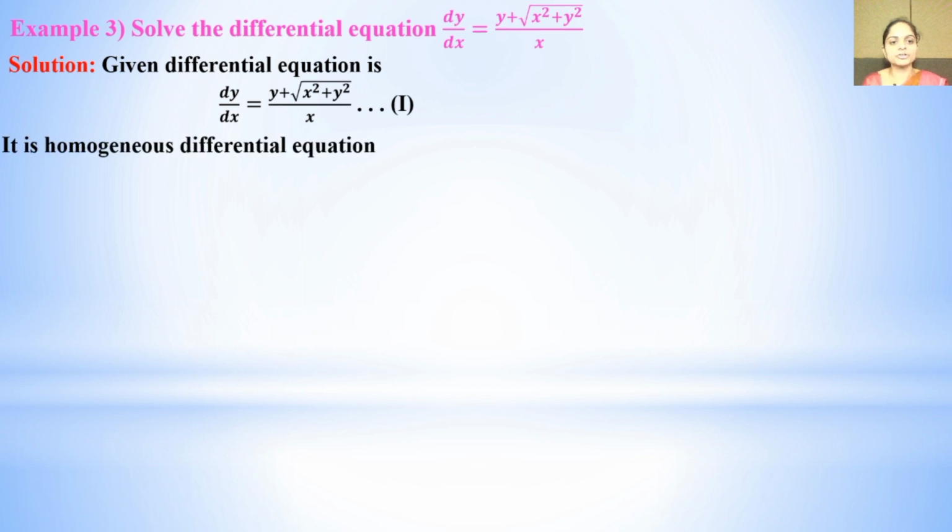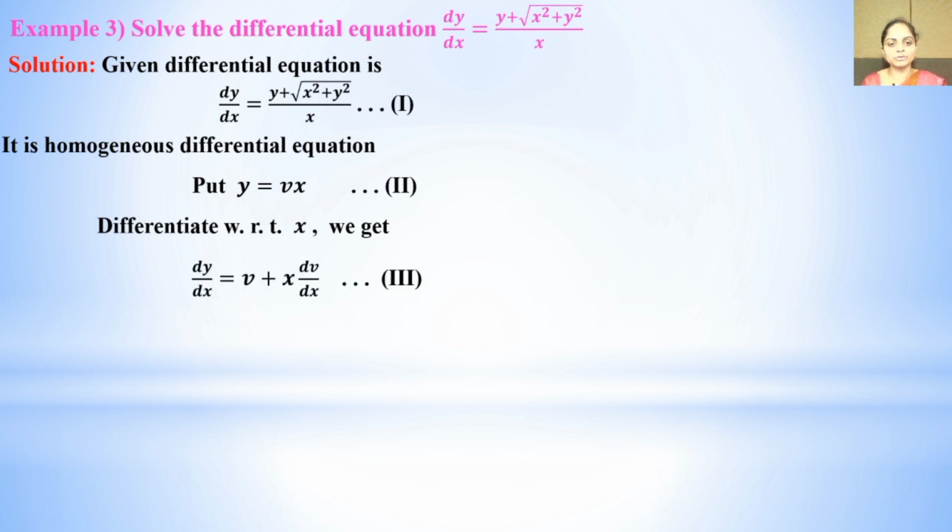This is a homogeneous differential equation of degree 1. So, we put y equal to vx. This is our equation number 2. On differentiating with respect to x, we get dy by dx is equal to, on the RHS we use the product rule, which is v as it is, derivative of x is 1, plus x as it is, derivative of v is dv by dx. That is dy by dx equal to v plus x into dv by dx, which is our equation number 3.